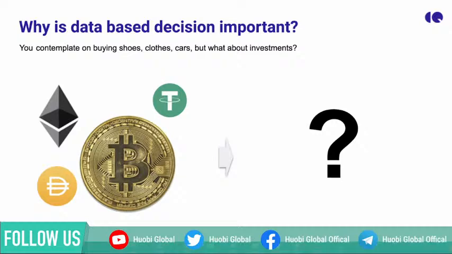And the research that you should do is looking at the data, because there's so much information out there that's not correct. So you should get accurate information. And today I'm going to say that the accurate information that you should look at is on-chain data.